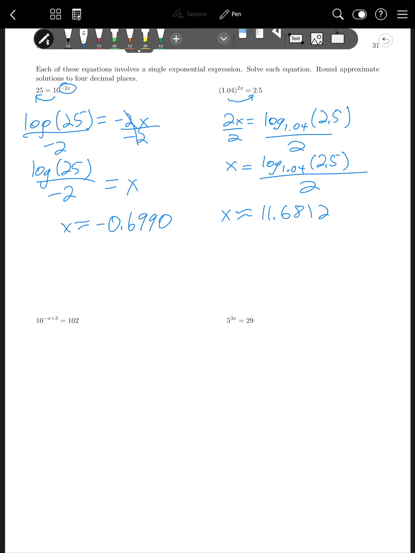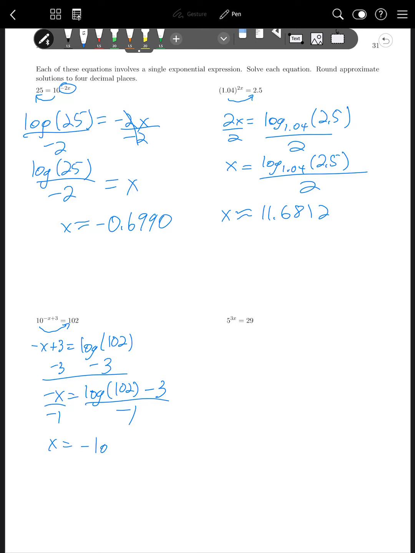Okay, so like I said, this is going to work basically like the one above. So start by moving the 10 to the other side. So that's the opposite of x plus 3 equals log of 102. And then we're going to subtract 3 from both sides. So it's the opposite of x equals log of 102 minus 3. And then we're going to divide by negative 1. So x equals negative log of 102 plus 3.